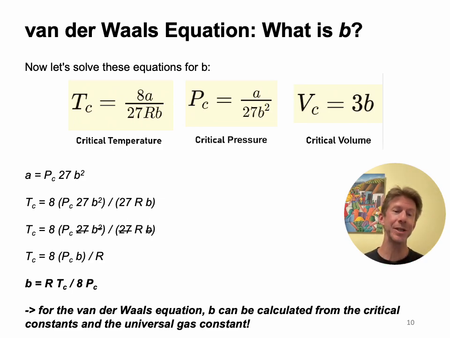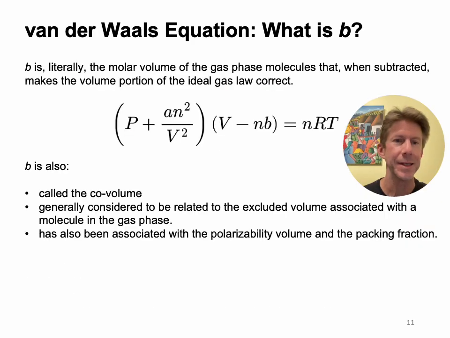And so far what we're doing is we're treating that as a volume, and we're ratioing the volumes. So a lot of what we do is independent of what the units are. Okay, what is B? B is literally the molar volume of the gas phase molecules that, when subtracted right here, makes the volume portion of the ideal gas law correct. It is also called the co-volume.